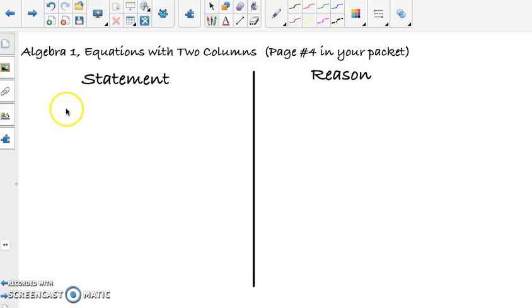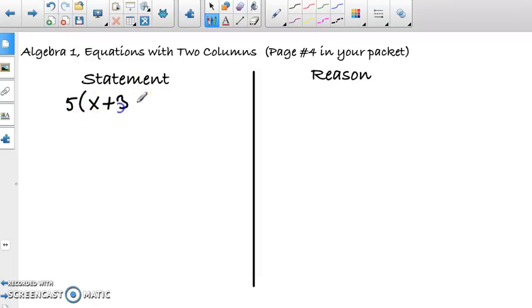Hello again. This time I'm just going to solve the second problem from your worksheet. So I'm writing over here 5 times x plus 3 minus 2x is equal to negative 21. And as an explanation over here, I can just write simply given.